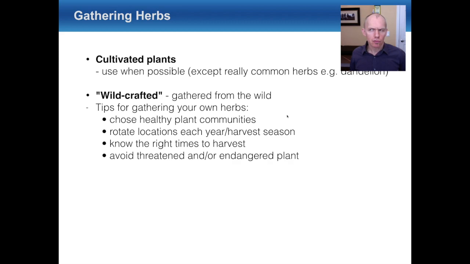Also, harvesting it in the fall for certain plants is better than in the spring. So lots of different things. And again, as I mentioned, avoid the threatened and endangered plants.